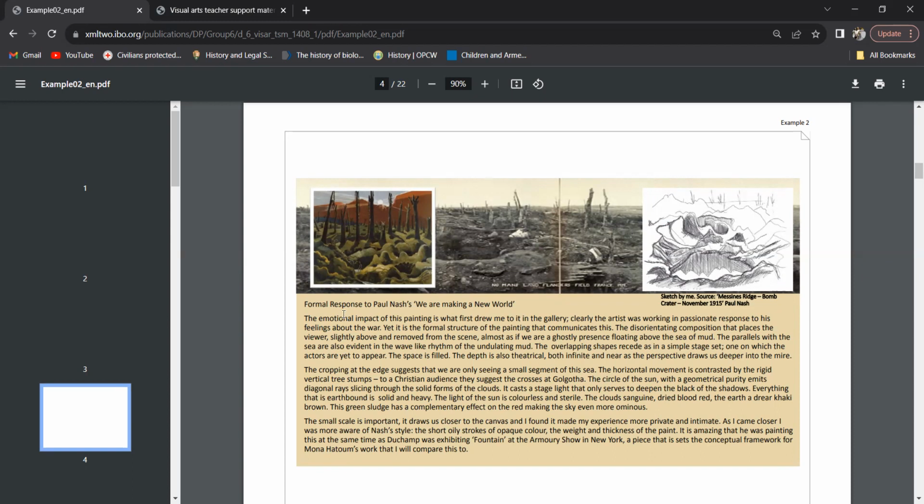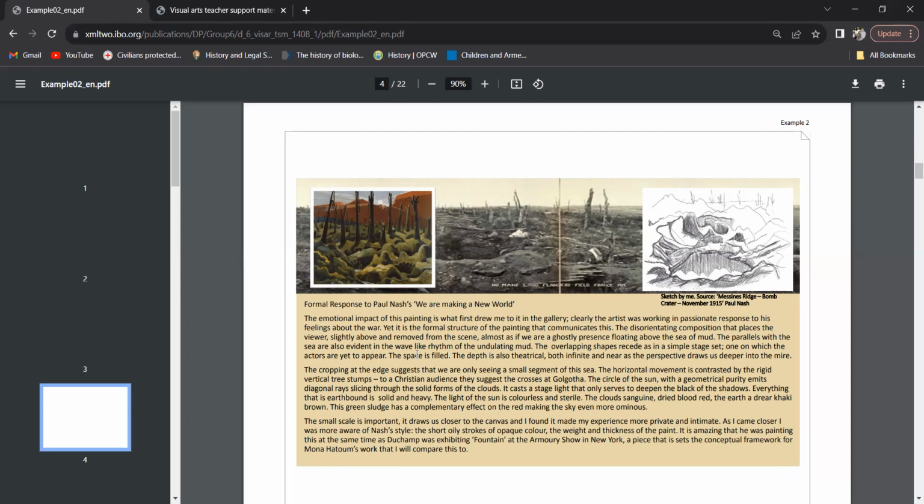So we see the student understands what the author is going for, understands their motivations, understands what they're trying to do. And then we've got an analyzation of the scene, the disorienting composition that places his viewer slightly above and removed from the scene, almost as if we were a ghostly presence floating above the sea of mud. Parallels with the sea are also evident in the wave-like rhythm of the undulating mud. The overlapping shapes are seen as in a simple stage set, one on which the actors are yet to appear. The spaces are filled. Depth is also theatrical.